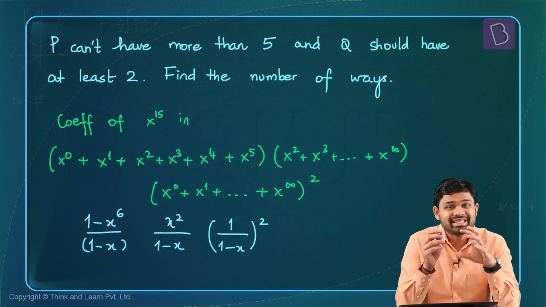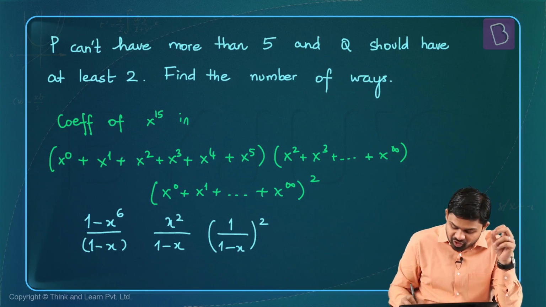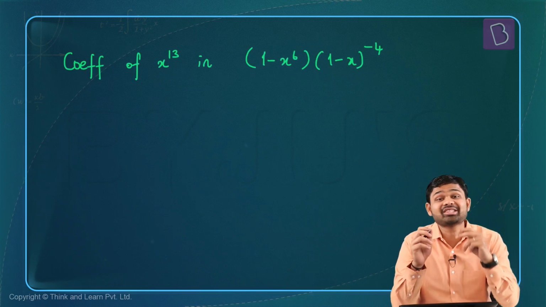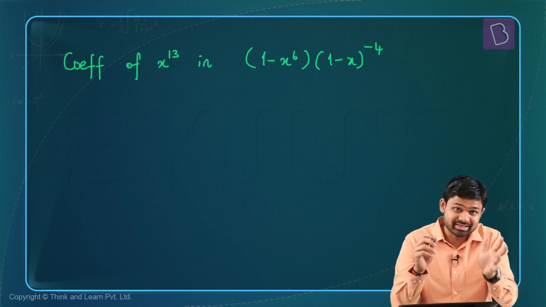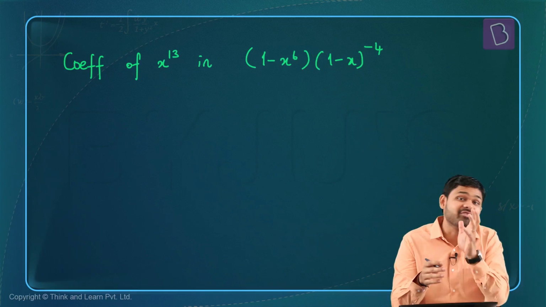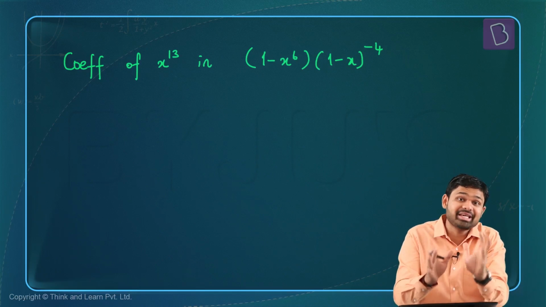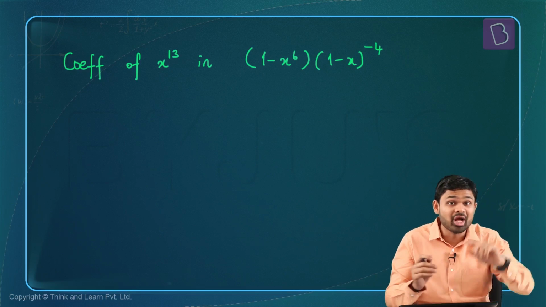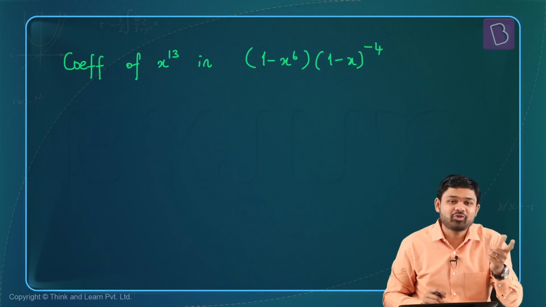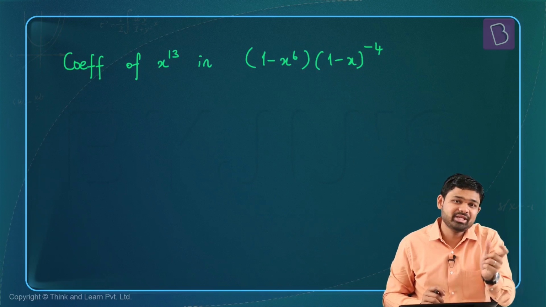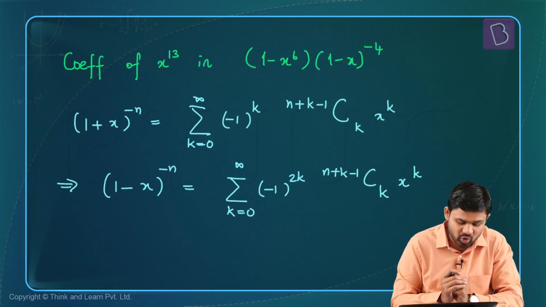So now if I take the x square outside, then I have to find out the coefficient of x to the power 13 in (1 minus x to the power 6) multiplied by (1 minus x) to the power minus 4. Now you have a binomial expansion with a negative coefficient. Remember, what is the binomial expansion for a negative coefficient? Well, this is the binomial expansion for a negative coefficient.